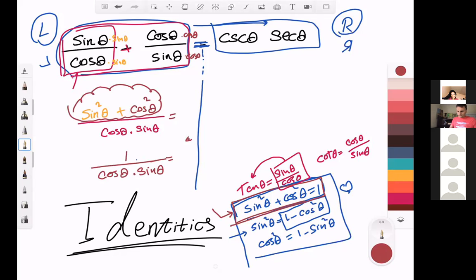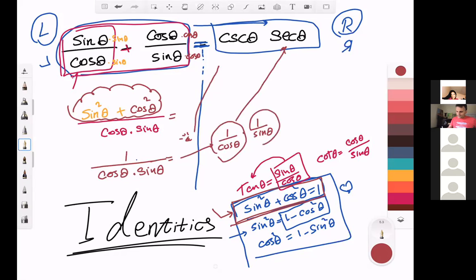Now you look at the other side. We're almost there. 1 over this, I can make it 1 over cosine theta times 1 over sine theta. 1 over cosine theta is secant of theta, and 1 over sine theta is cosecant of theta. So we proved it. It's cosecant theta times secant theta. So we are done.